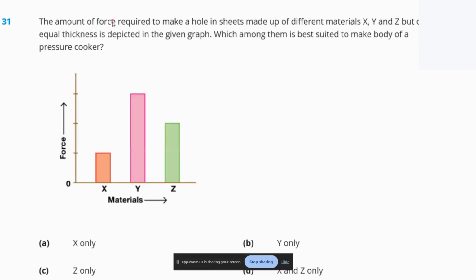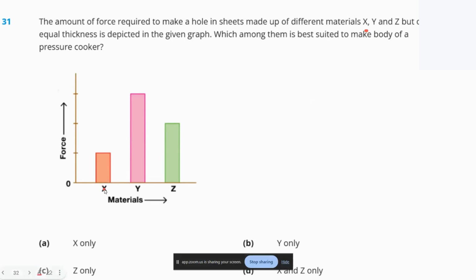Next, the amount of force required to make a hole in a sheet made up of different materials X, Y, and Z, but of equal thickness, is depicted in the given graph. Which among them is best suited to make the body of a pressure cooker? A pressure cooker should have a very strong body so that it cannot be broken easily. If you notice, this graph shows how much force we are going to apply on materials X, Y, and Z in order to create a hole in the sheet.